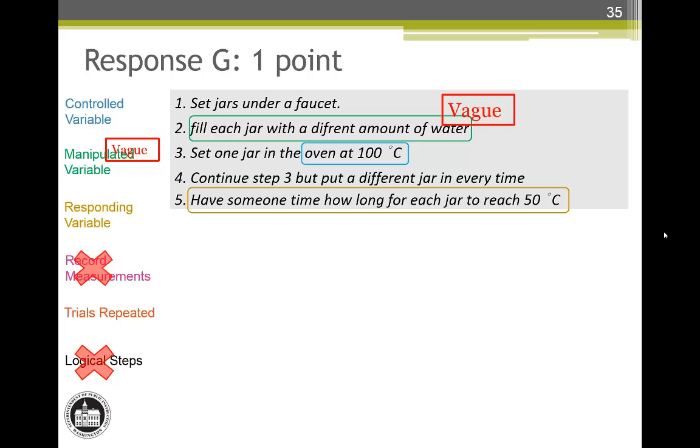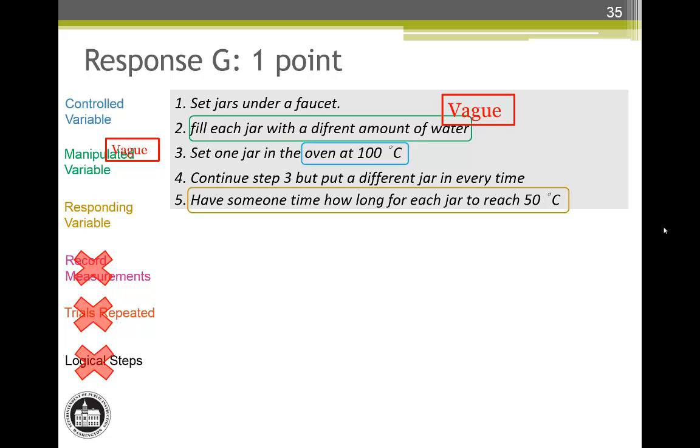Step 4 is making sure that each of the jars of water get into the oven, but that is just making sure that each condition of the manipulated variable is tested once. The response does not include any step for the manipulated variable to be tested again, so this response does not earn the trials are repeated attribute. This response is credited for the 3 variables, but none of the other attributes, so this paper is a 3 for a 1.